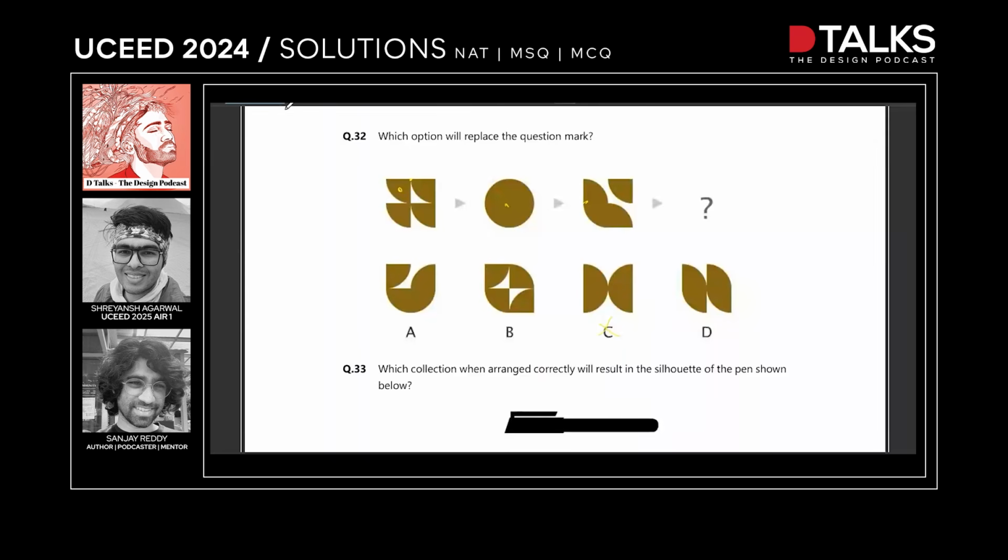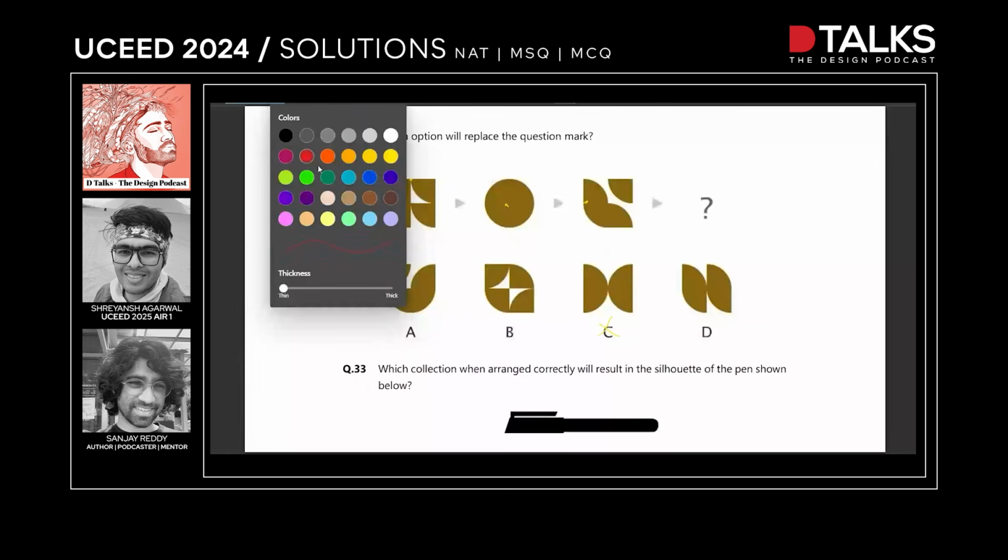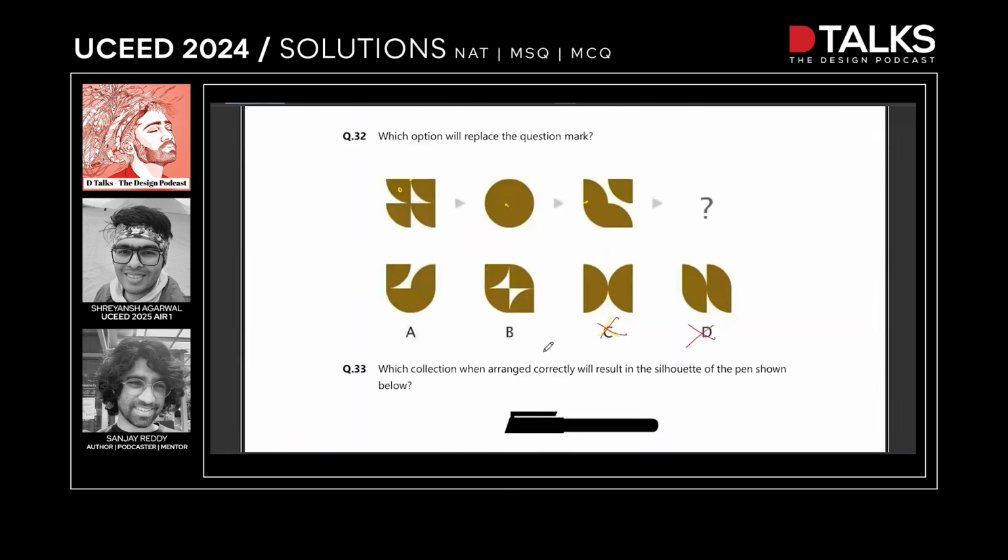C and D are wrong. So let's remove C and D. C and D we can cut, correct, right? Second one, top right, bottom left. Top right, probably bottom left, right? So let's assume option B is the answer.